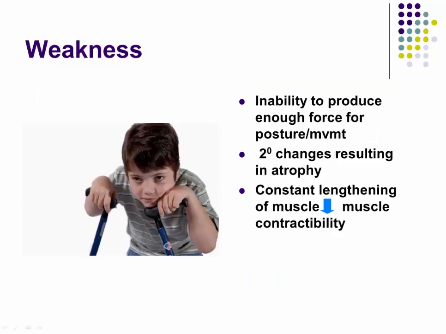Another problem that can occur is muscle weakness. It's a common error to confuse high tone with strength and low tone with weakness. Weakness is the inability to generate sufficient levels of force in a muscle for purposes of posture and movement.